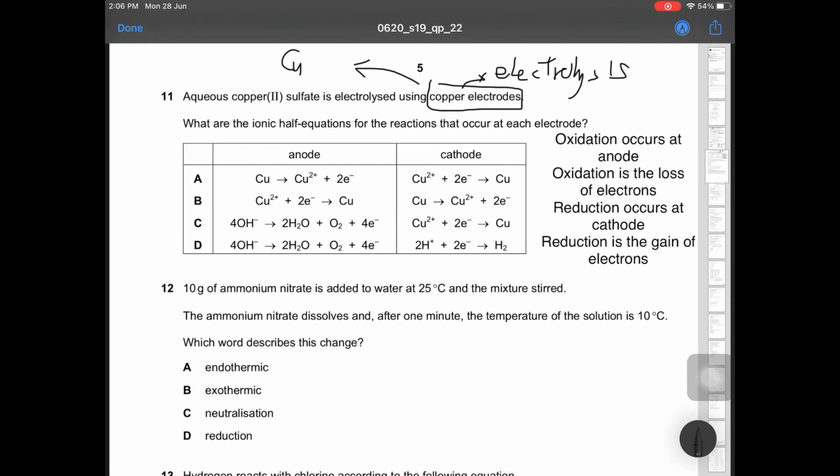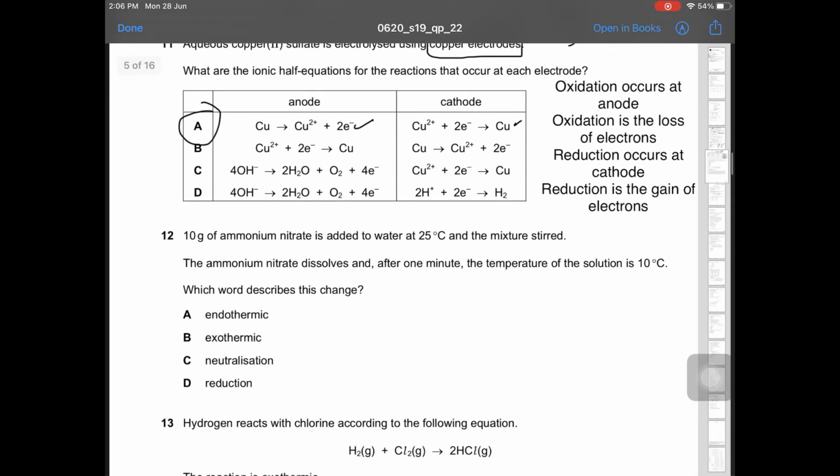Normally at the anode, oxidation will occur, and oxidation is the loss of electrons. And it is normally represented by this half equation. And the cathode is where reduction will occur, and reduction is the gain of electrons. And this is the reduction half equation. This is because this is copper electrodes, and only the copper ion will be involved in this electrolysis. So the answer for question number 11 is A.